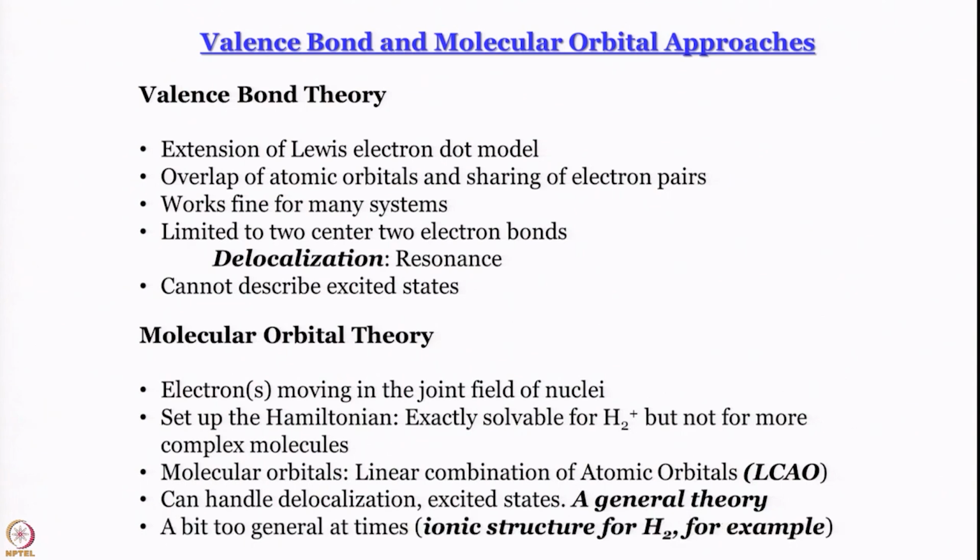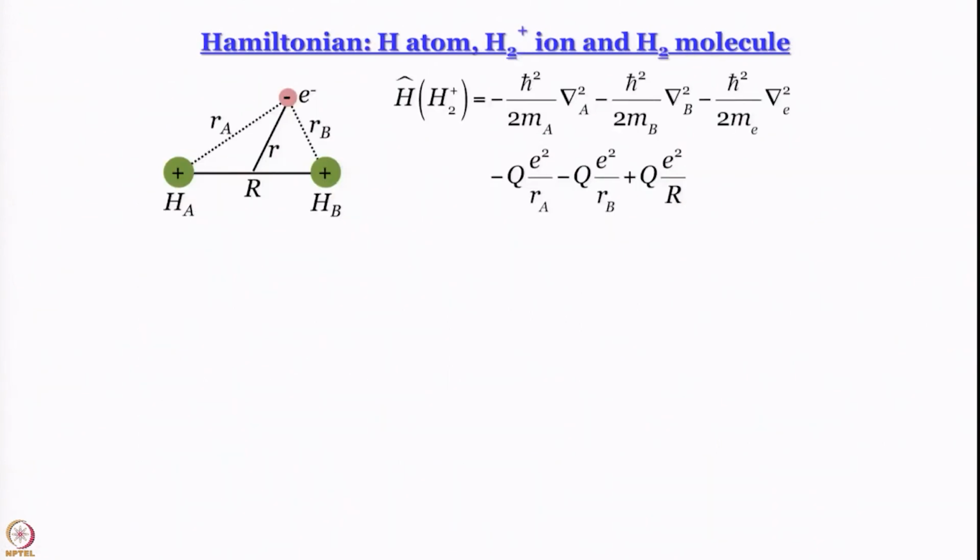Perhaps I might seem like I am talking in riddles because I said the same thing for VBT. What is advantage is also the disadvantage. I am saying the same thing for MOT. What is advantage is also the disadvantage, but it is true, that is how it works. Sometimes an unchecked advantage can become a disadvantage, as we will see that sometimes it is a bit too general. The ionic structure of H2, for example, is grossly overinterpreted if you use molecular orbital theory, but that will be the story for another day.